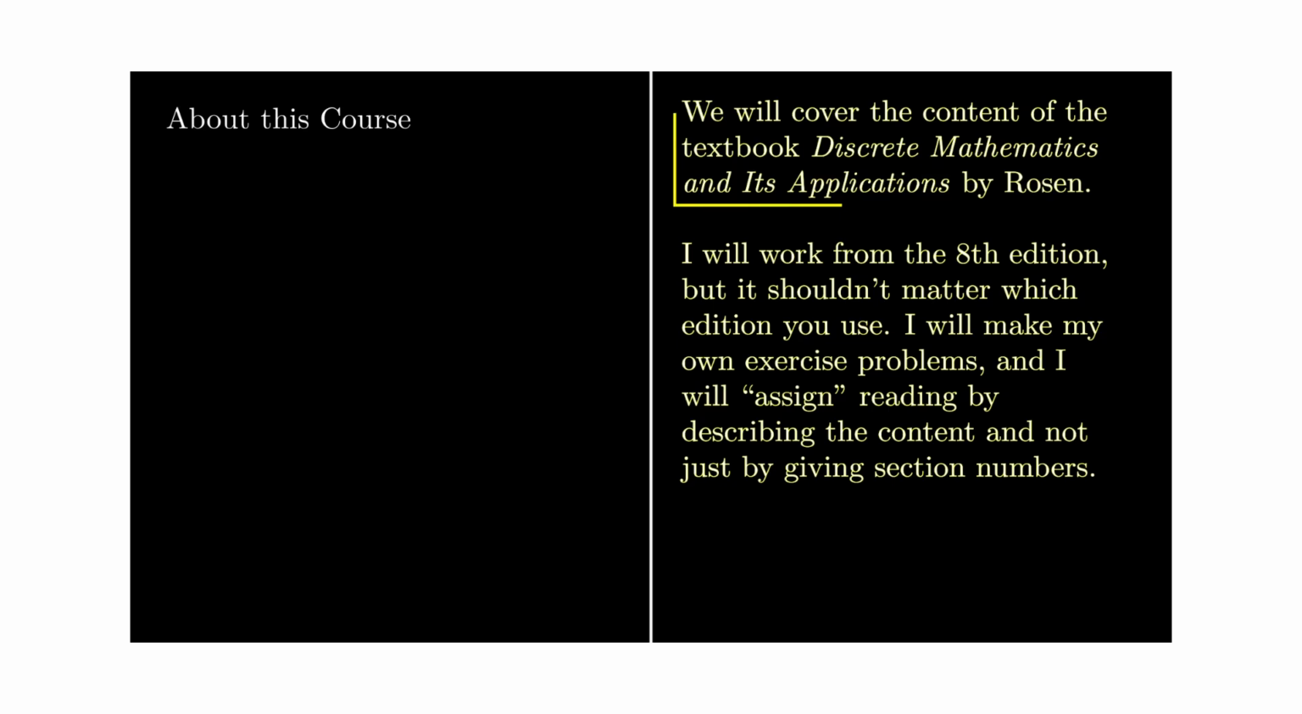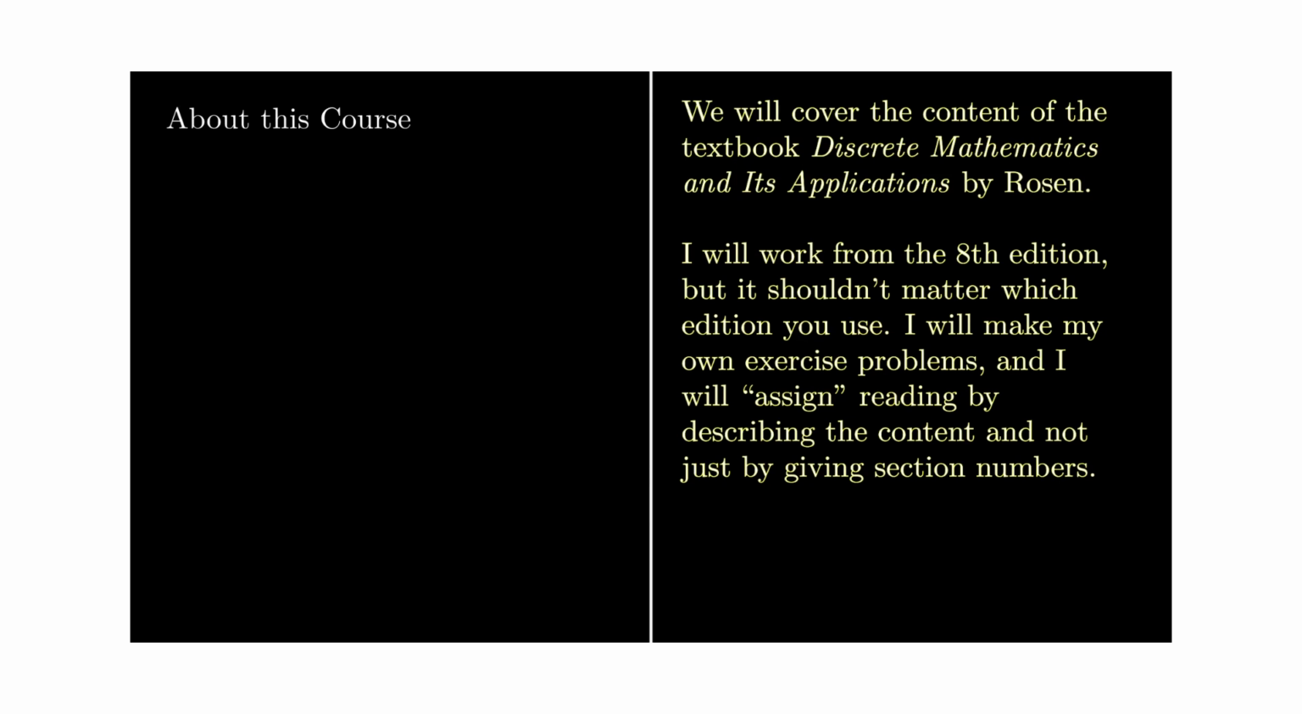And so we will have a course textbook. That textbook will be Discrete Mathematics and its Applications by, I believe, Kenneth Rosen. I will be working from the 8th edition, but it shouldn't matter if you use a different edition because I will be making my own exercises, so you shouldn't need to refer to the textbook for the exercises. And I will also be assigning the reading by describing the content. So I'll mention the section numbers for the 8th edition, but I'll also just tell you what the content of those sections is. So if you go back and get any cheaper earlier edition, then you should still be able to follow along.